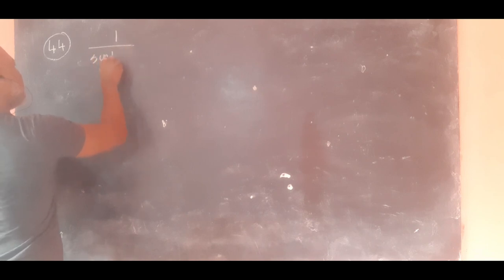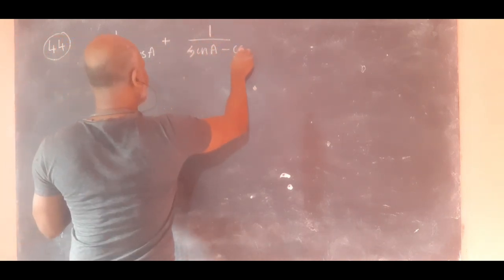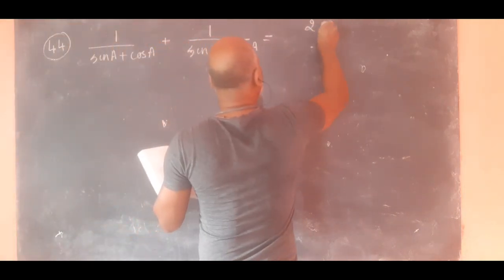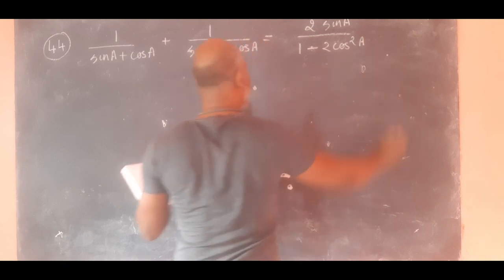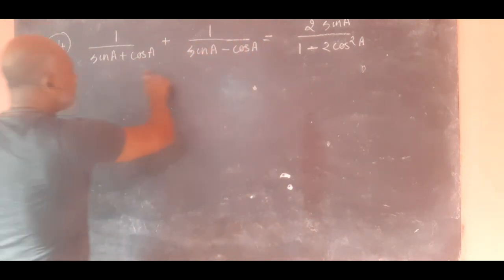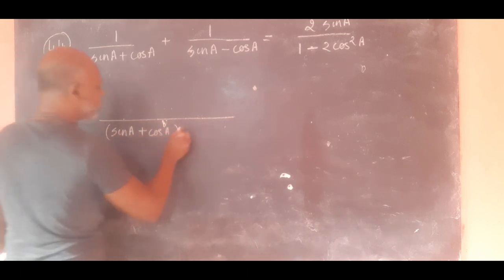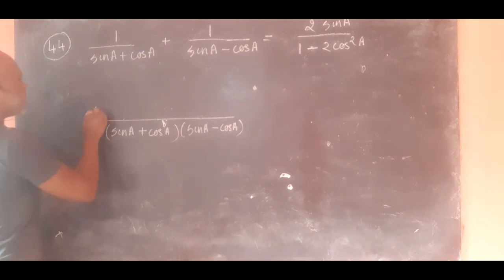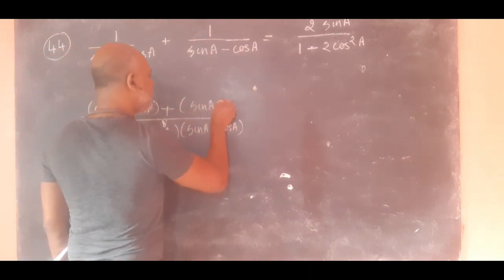Question number 44 is 1 by (sin A plus cos A) plus 1 by (sin A minus cos A) is equal to, we have to prove, 2 sin A by 1 minus 2 cos square A. Okay, so we will take the LCM of these, so LCM will be (sin A plus cos A) into (sin A minus cos A). So here we have sin A plus cos A, so we multiply sin A minus cos A here, then plus sin A plus cos A.